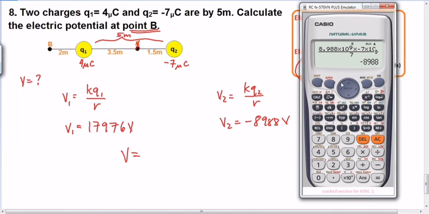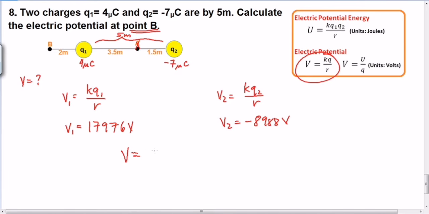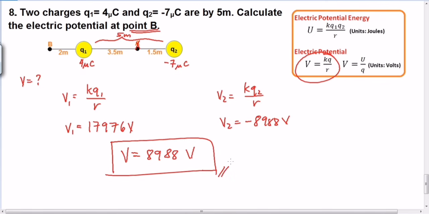Okay? And then you add to get the net electric potential. So, you will have positive 17,976 minus 8,988. So, the answer is positive 8,988 volts. Okay? So, this one is our final electric potential answer. Okay? So, that is it for electric potential energy and electric potential.